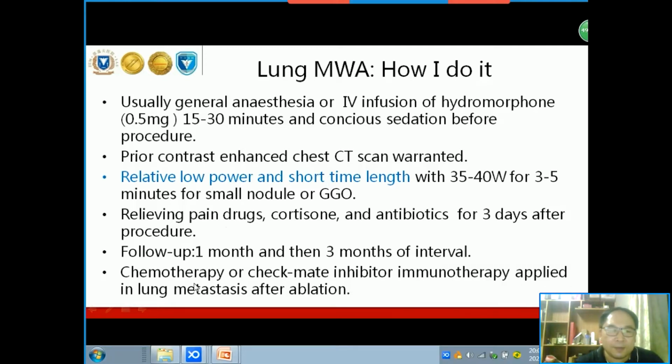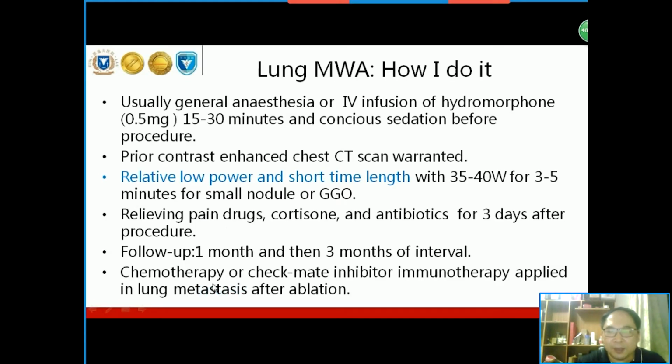And sometimes for patients with metastasis in the lung, we usually use chemotherapy or checkpoint immunotherapy after ablation of the lung metastasis.